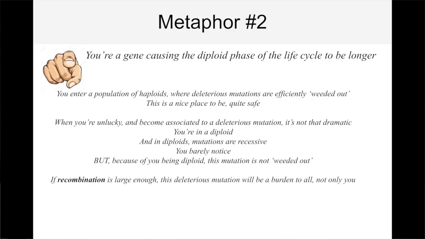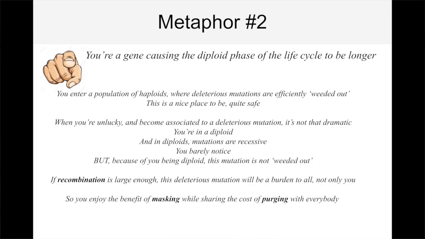The trick is that if recombination is large enough, this deleterious mutation, which is still around and was not eliminated from the population, will be a burden to everyone in the population, not only you as a gene causing diploidy. Because recombination reassorts genes, what's going on is that you enjoy the benefit of masking that deleterious mutation, but you share the cost with everybody else in the population. So it's no surprise that such a strategy evolves.